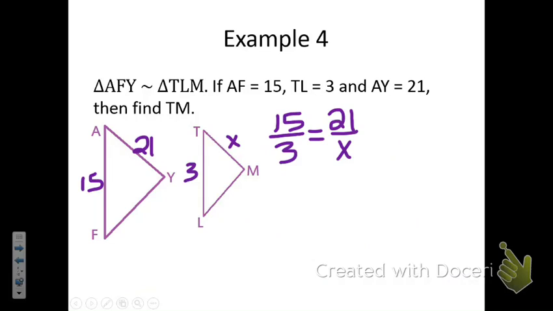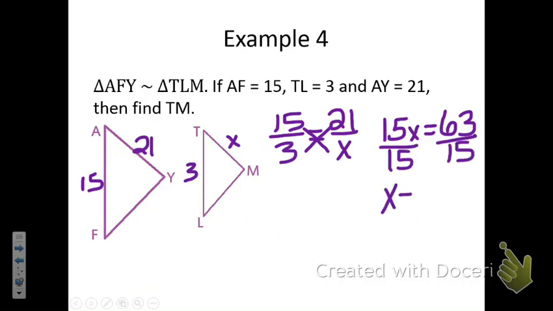Cross multiply. So 15 times x, 15x, 3 times 21, 63. Okay. Is this going to give me a whole number? Nope. Okay. Divide by 15.